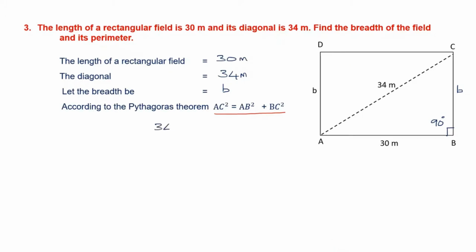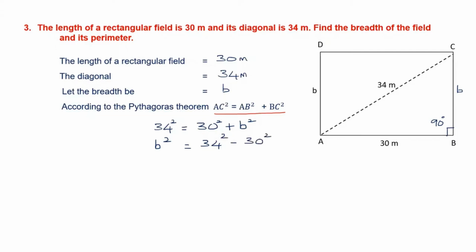Let me write it here. 34 squared is equal to AB squared. Now AB is here, that is 30 meters, so I'll write 30 squared, plus BC. BC is only B squared. That is the breadth, and with this we can find the breadth. So now let's write B squared is equal to 34 squared minus 30 squared.